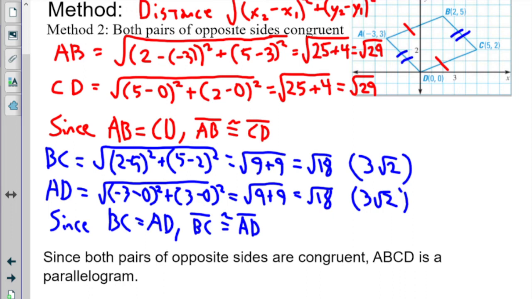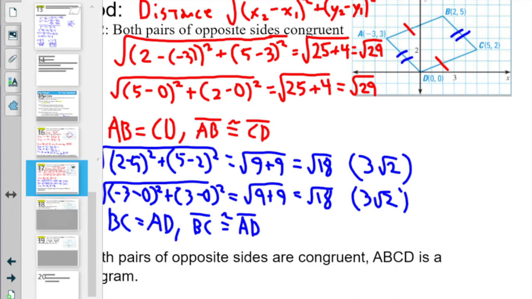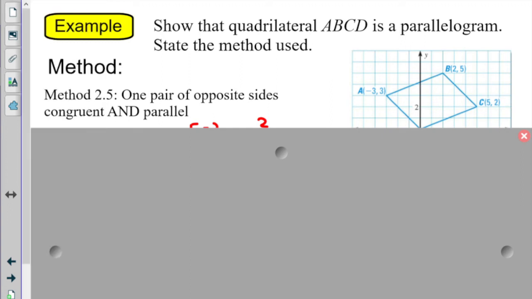Now, I won't show this next one in detail, but technically you could mix and match these, because remember that one of our properties was that one pair of opposite sides was congruent and parallel. The reason I won't show this in detail is because we already had our formulas. So one pair of opposite sides being congruent and parallel means we would use our slope formula and our distance formula to show that.